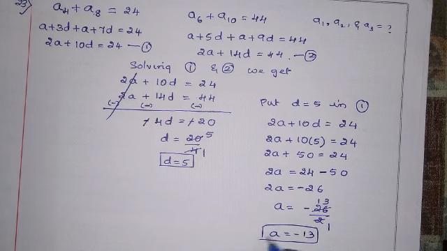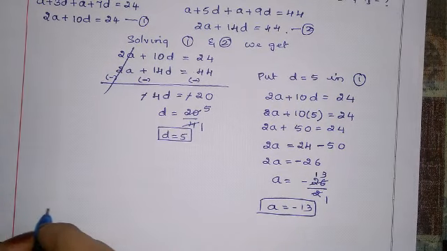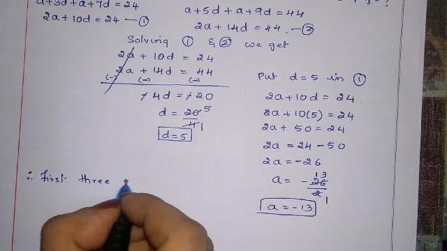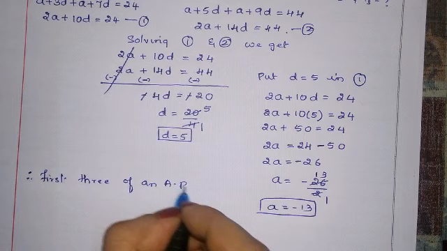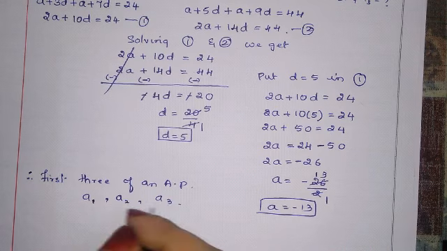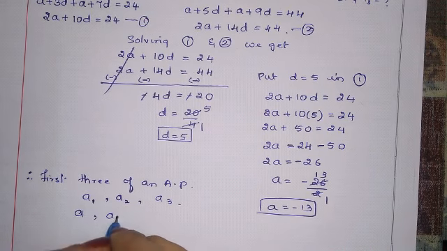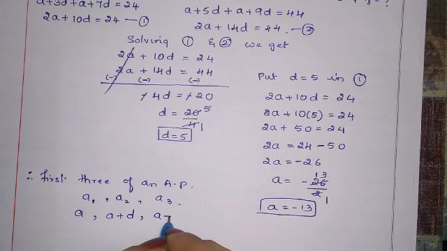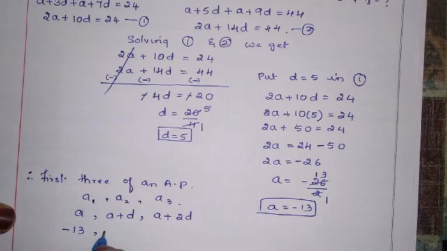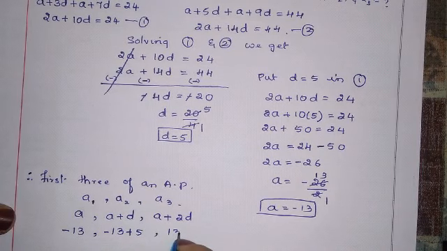So what they have told in the question is to find the first three terms. Therefore, the first three terms of an AP are A1, A2, A3. A1 is nothing but A, A2 is A plus D, and A3 is A plus 2D. The A value is minus 13, and minus 13 plus the D value 5, then minus 13 plus 2 into the D value 5.